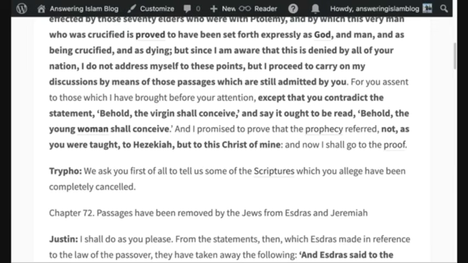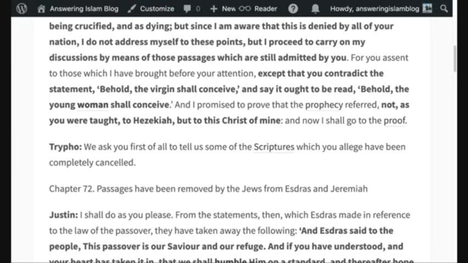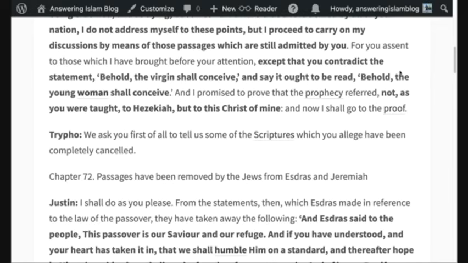But here's an example. For you assent to those, so you assent to the people, Symmachus, Aquila, Theodotion, because they're the 3 who translated the Old Testament in the Greek, which I brought before your attention, except that you contradict the statement, behold, the virgin shall conceive, and say it ought to be read, behold, the young woman shall conceive. Damn, Gina. The Christians had to address this even back then.